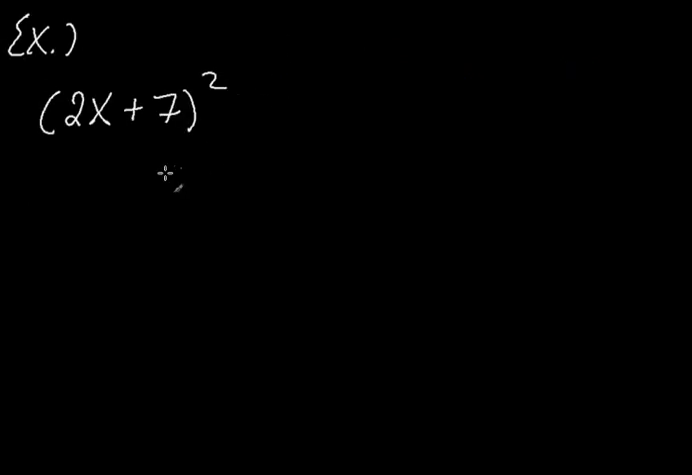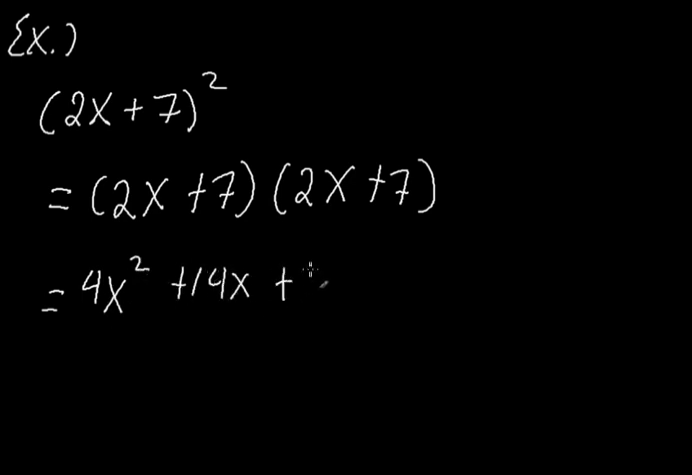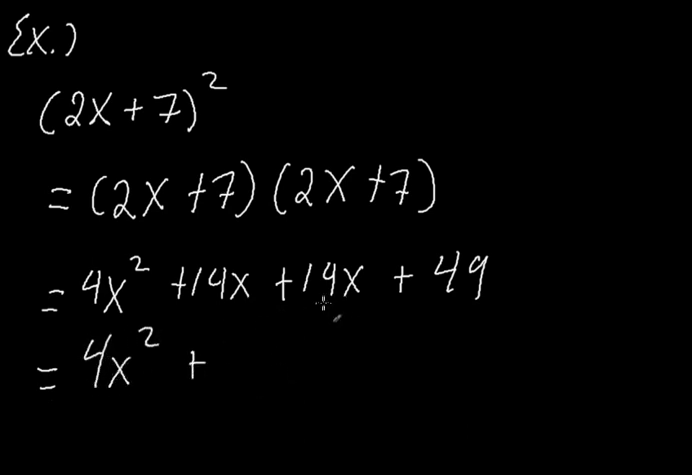Okay, let's try this example. 2x plus 7 quantity squared. Okay, well, by definition, that's 2x plus 7 times 2x plus 7. Okay, so 2 times 2 is 4, so that's 4x squared. 2 times 7 is 14x. 7 times 2 is 14x as well. And 7 times 7 is 49. Okay, I carry the 4x squared down. So we have 28x plus 49. Okay.